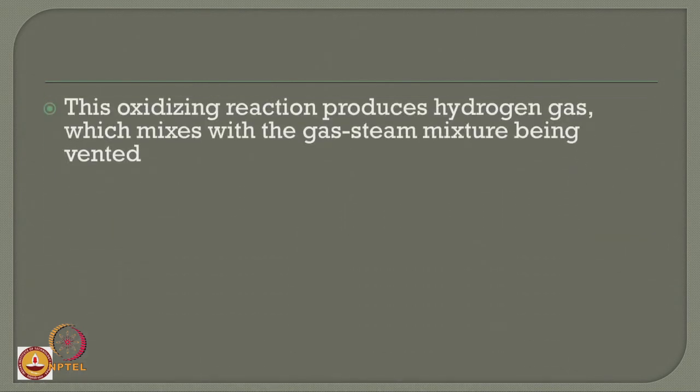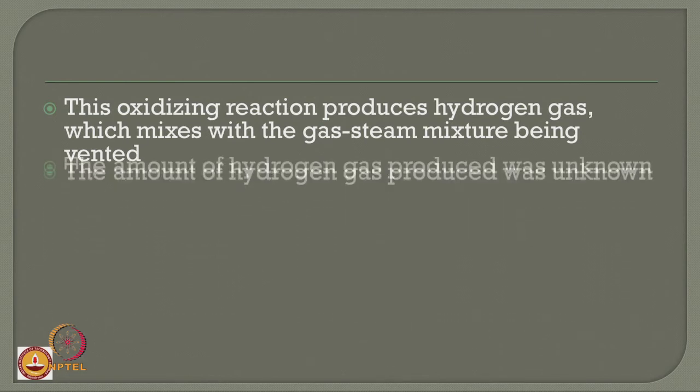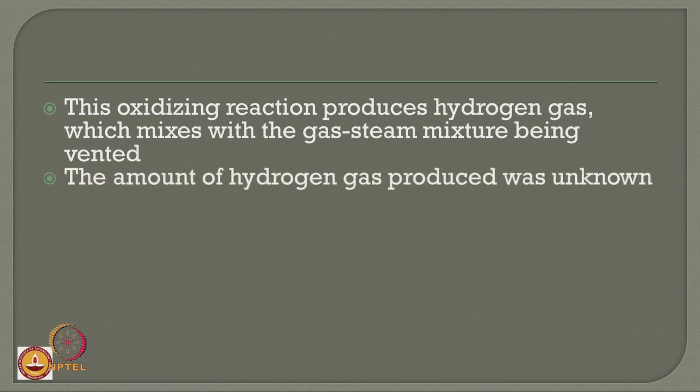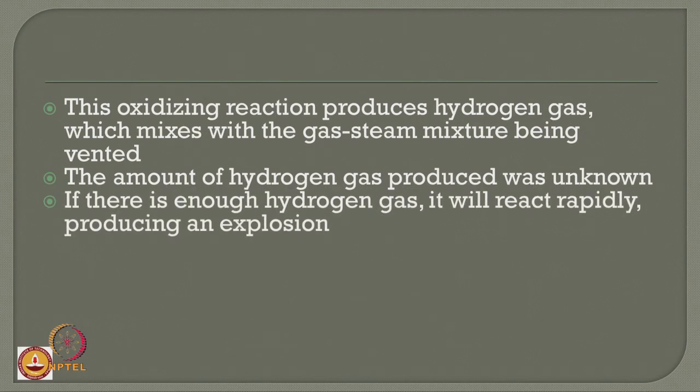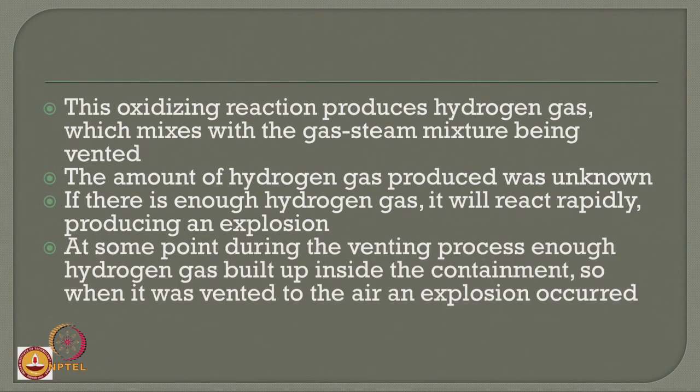Now, this oxidizing reaction produces hydrogen gas, because you are pumping water, which mixes with the gas-steam mixture being vented. The amount of hydrogen gas produced was really not known, but if there is enough hydrogen gas present, this could have resulted in explosion, and that happened. So, the enormous amount of external water being pumped into the reactor resulted in this process of causing an explosion. At this point during the venting process, enough hydrogen gas was built up inside the containment, so this was vented out to the air and the explosion occurred.